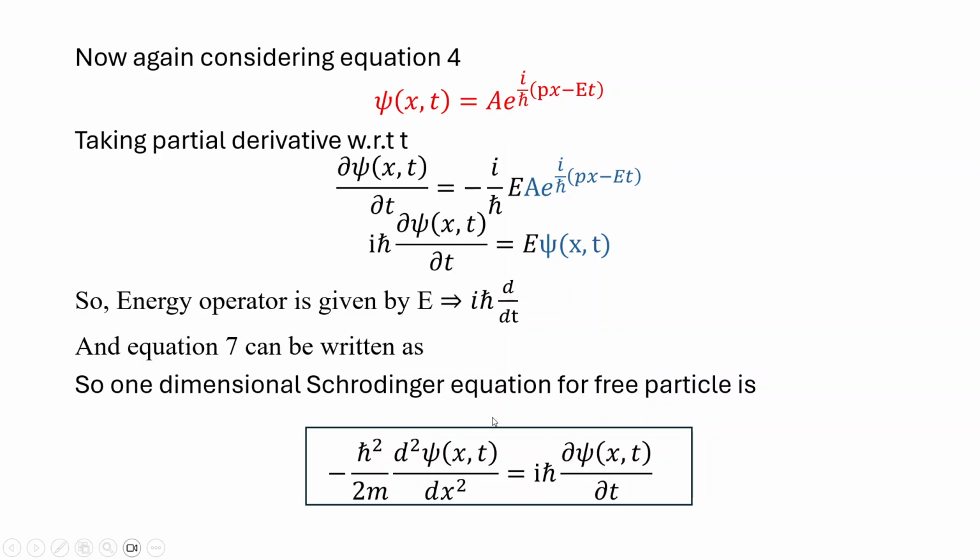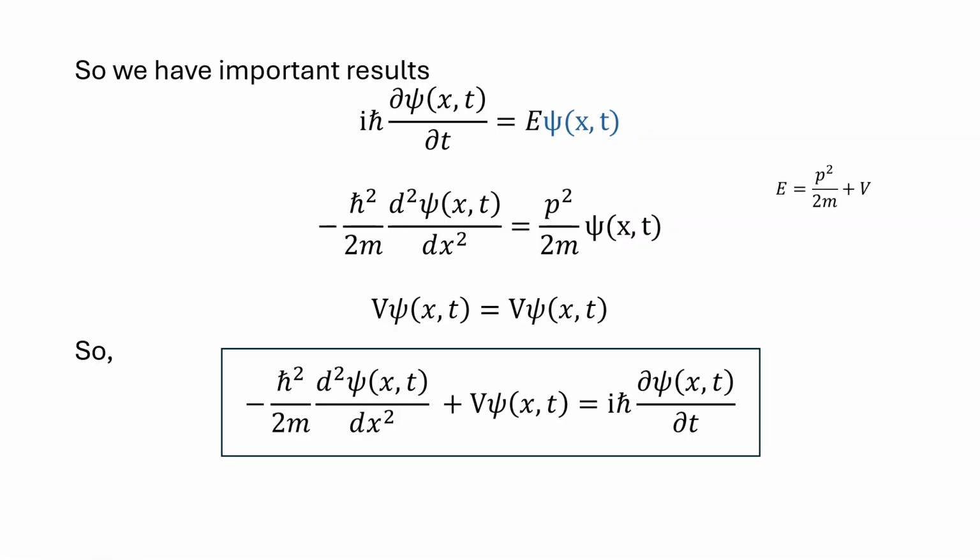Now we want a rigorous solution for the one-dimensional case, so we have three important results. The first result is i h cross partial derivative of psi with respect to t = E psi(x,t), and this other term we derived when we partially differentiated psi with respect to x two times. So we get this solution here, and let's say we have a potential energy V psi(x,t), where V is operating on psi.